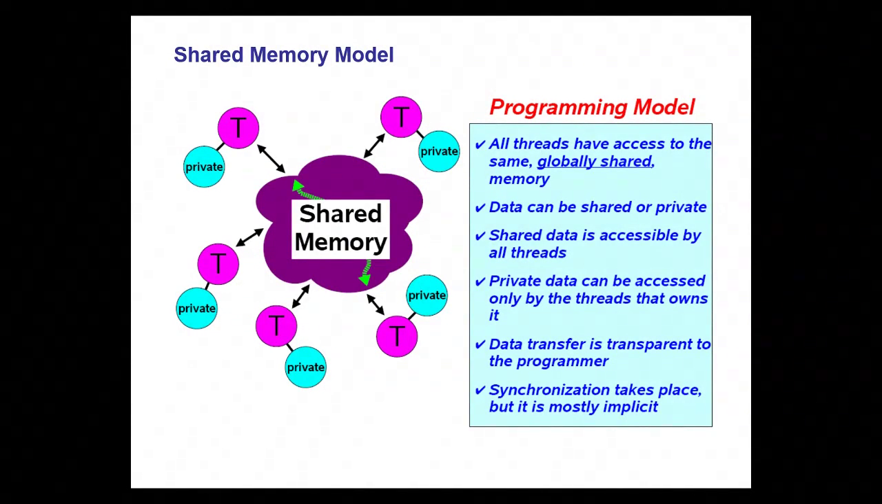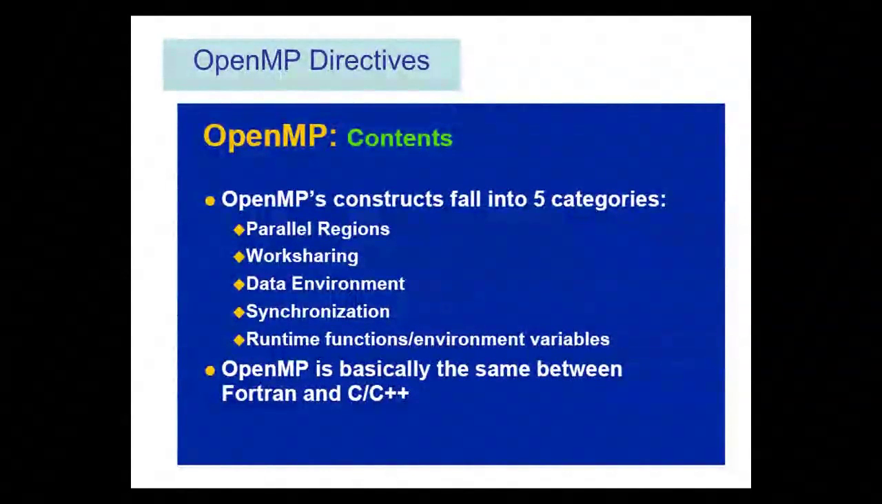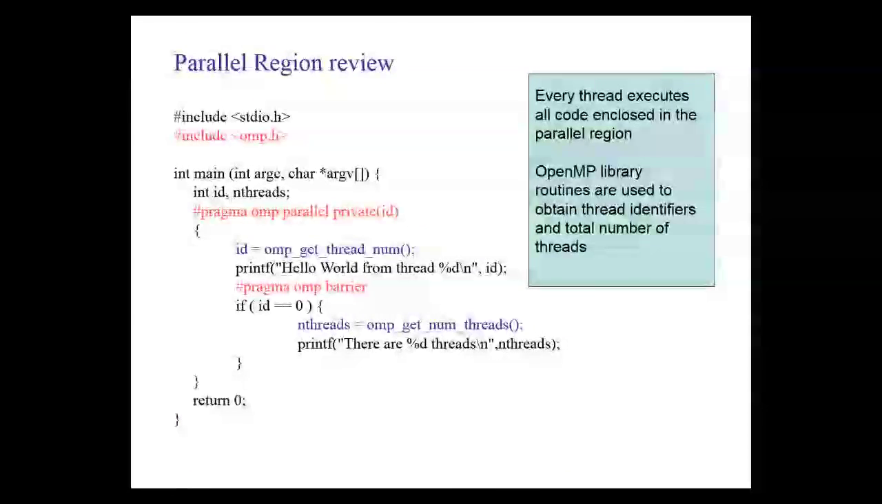Now we can move on to talk about the directives. We said we can roughly classify the constructs into five categories: the parallel region, work sharing, data environment, synchronization, and finally the runtime functions and variables. All those can be used in Fortran or in C++, with slightly different syntax, as different languages may have different syntax.